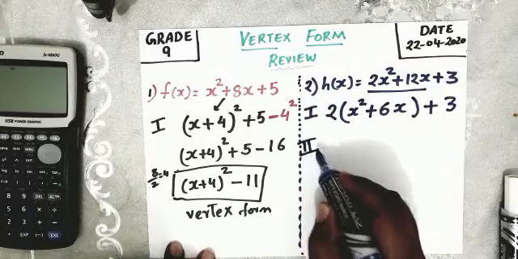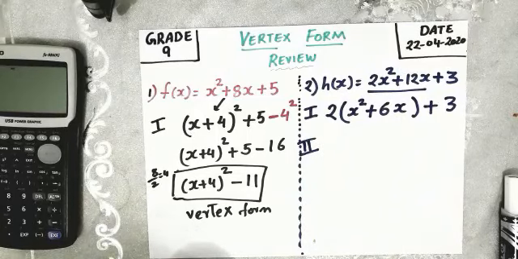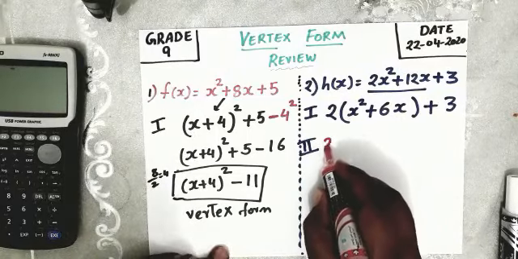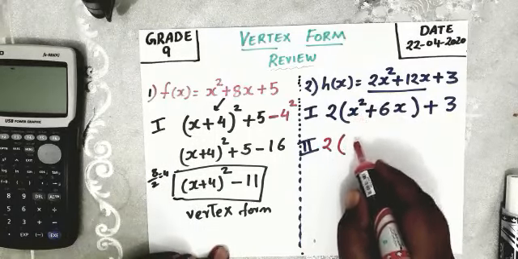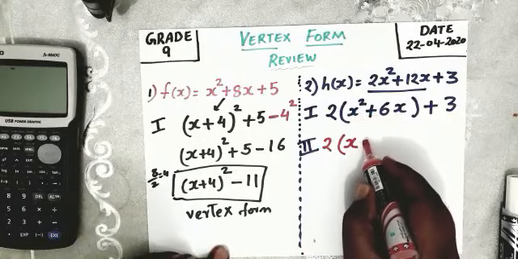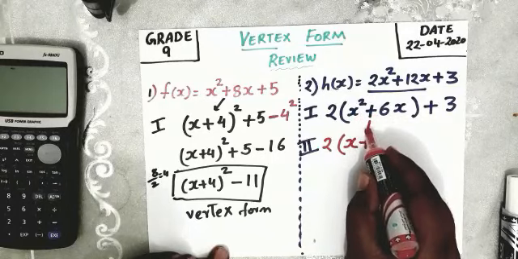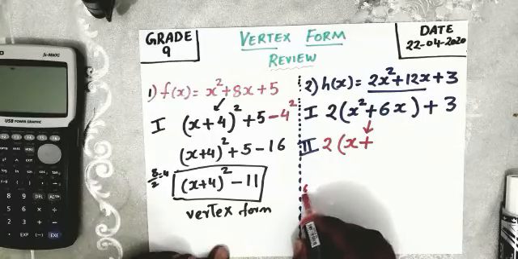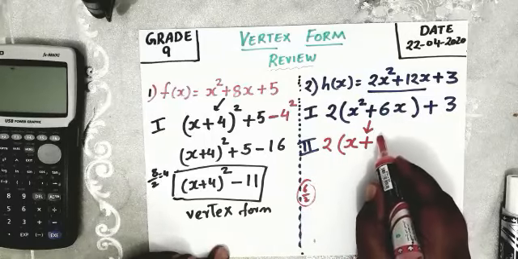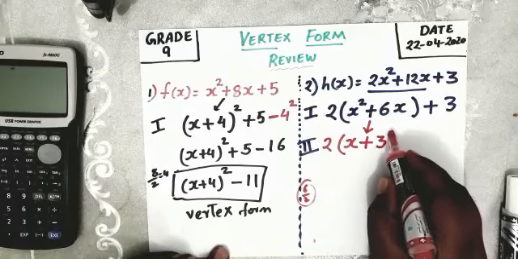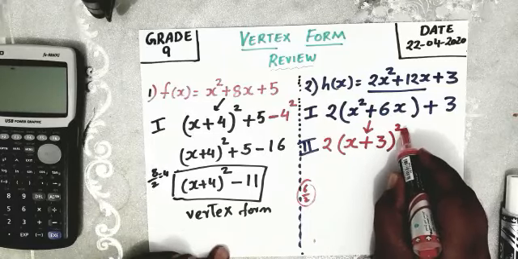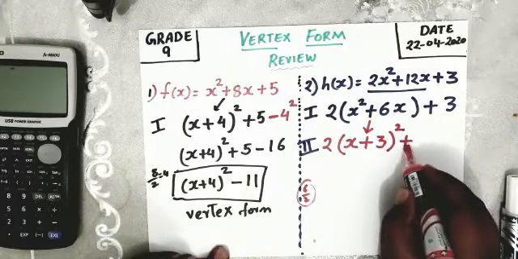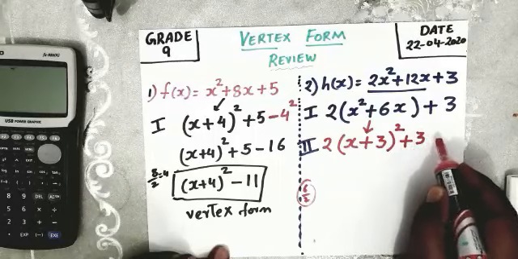Then in the second step, you are going to do the same thing we did here. I'll take the 2 common, copy the x, follow whatever the sign you have, follow the same sign here. Take the half of 6. Half of 6 is going to be 3. So put the 3, close it and make it a square. Plus we have a constant.